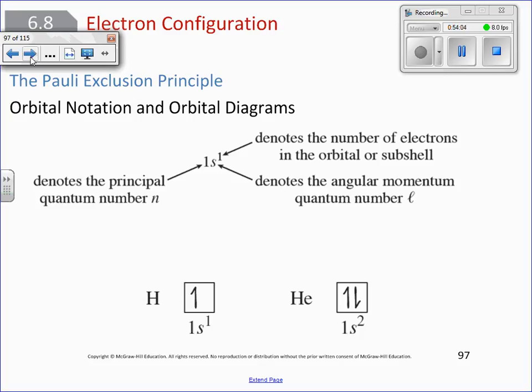So for carbon, if I give its electron configuration, I say I have 1s with 2 electrons, the 2s with 2 electrons, and the 2p with 2 electrons.